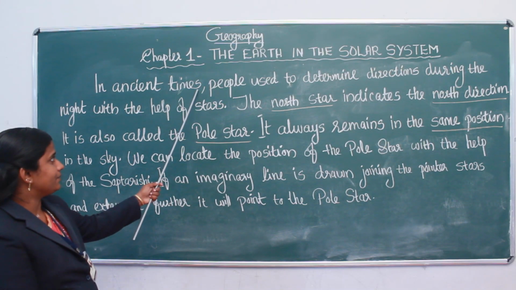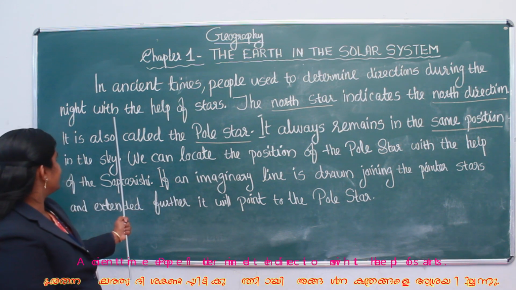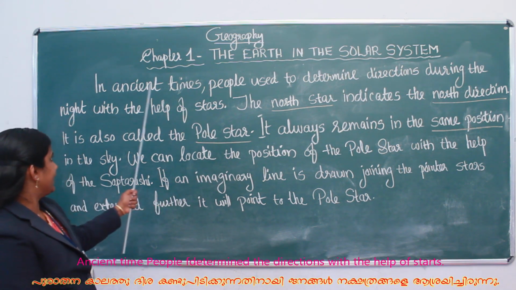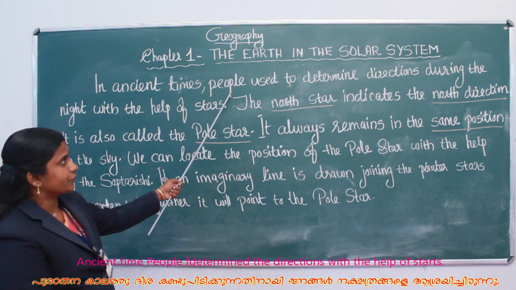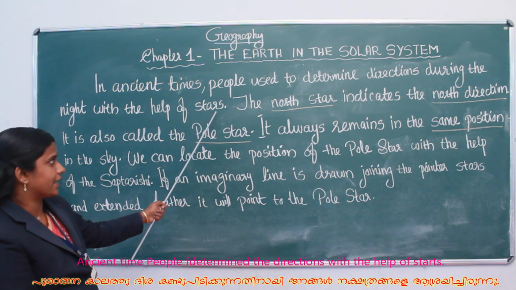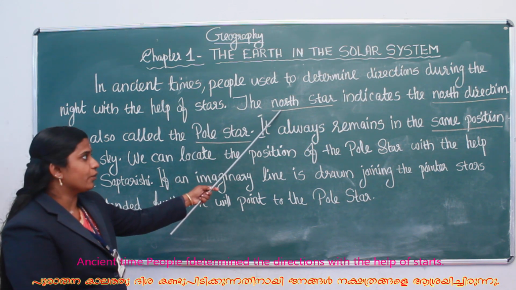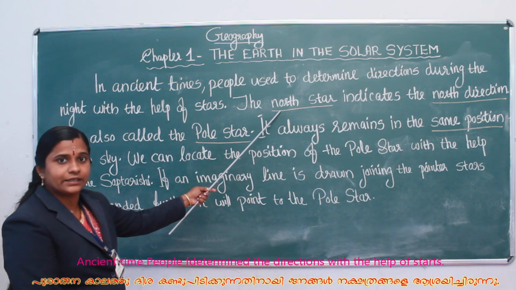In ancient times, people used to determine directions during the night with the help of stars. The North Star indicates the north direction.